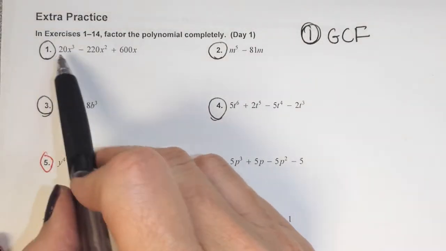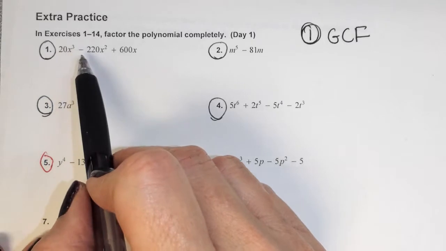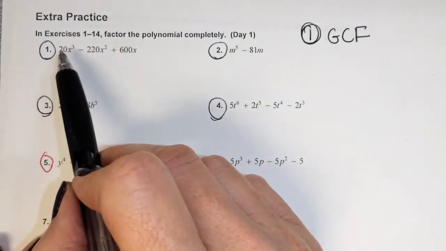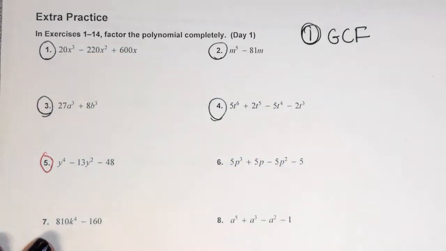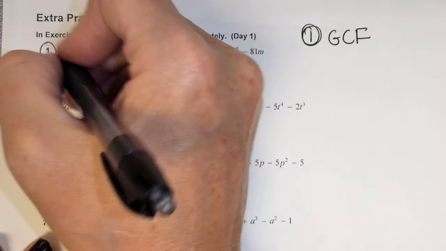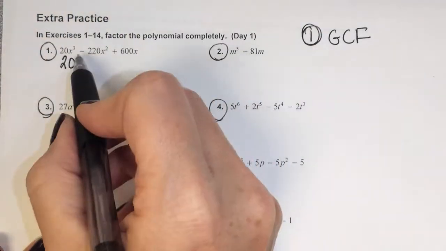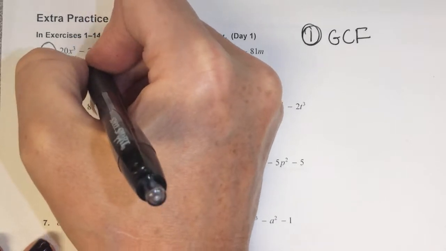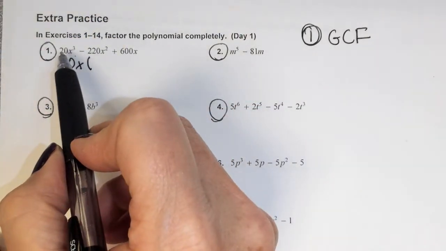So in number one, we have 20x cubed minus 220x squared plus 600x. I look at 20, 220, 600. What can they all be divided by? 20. What power of x could I factor out? Just x to the first. So now I do that division.